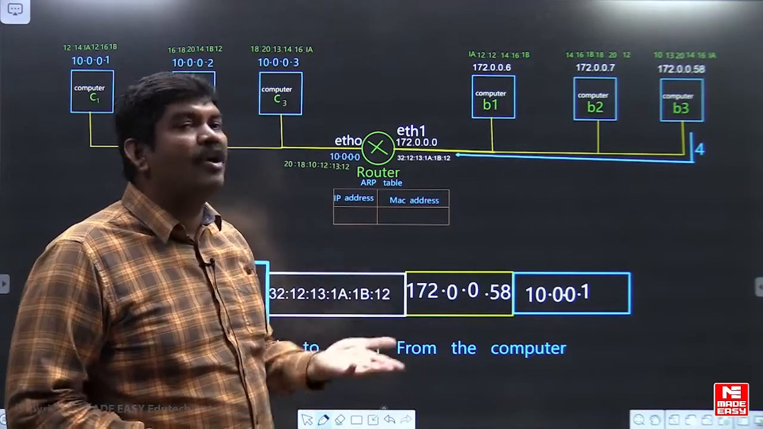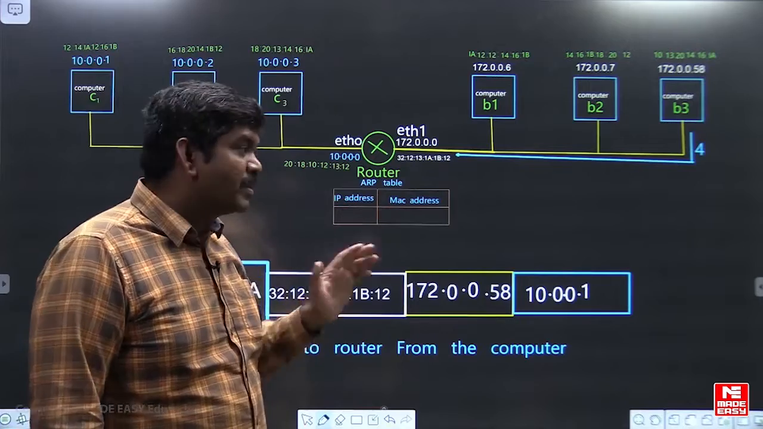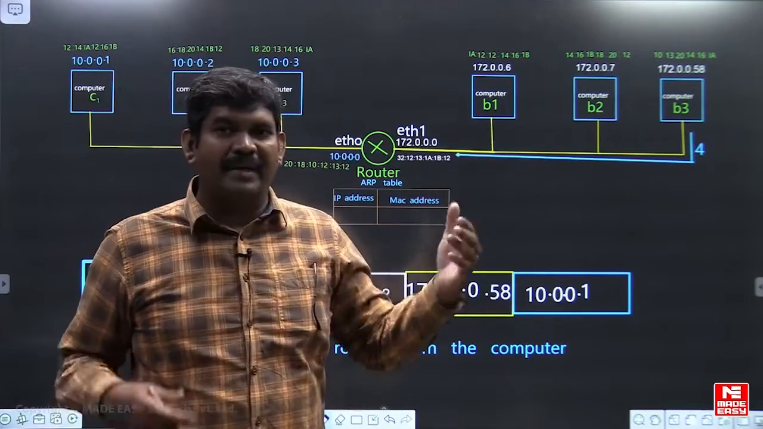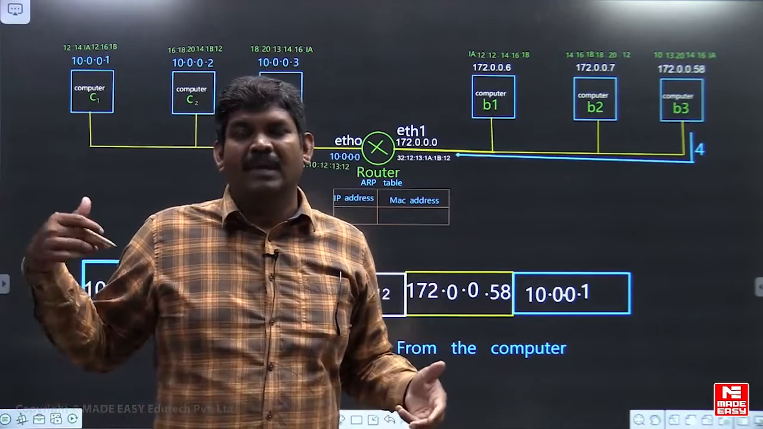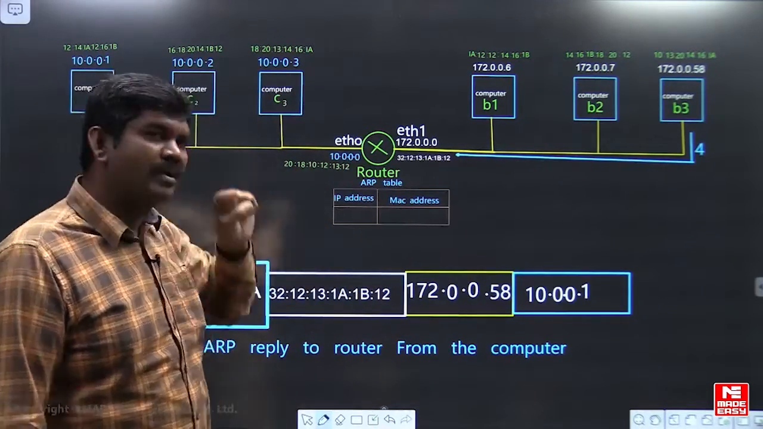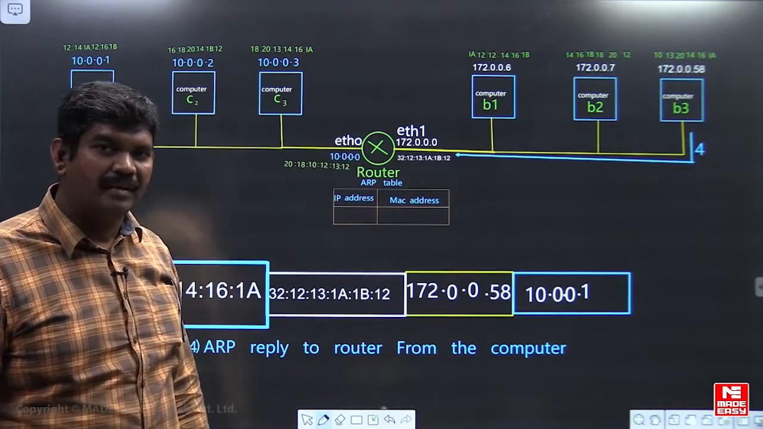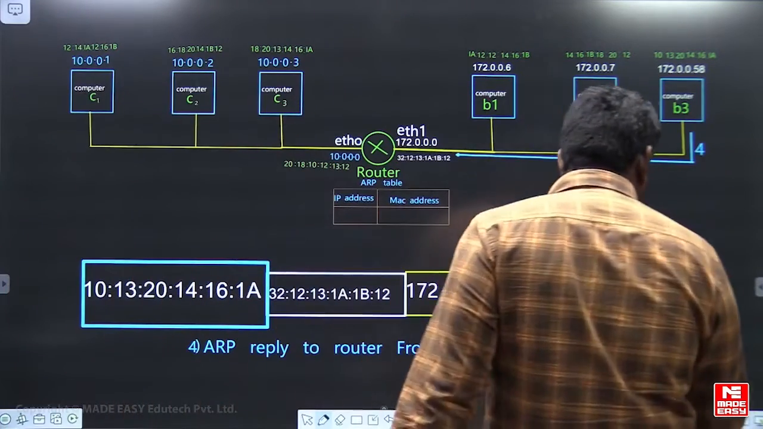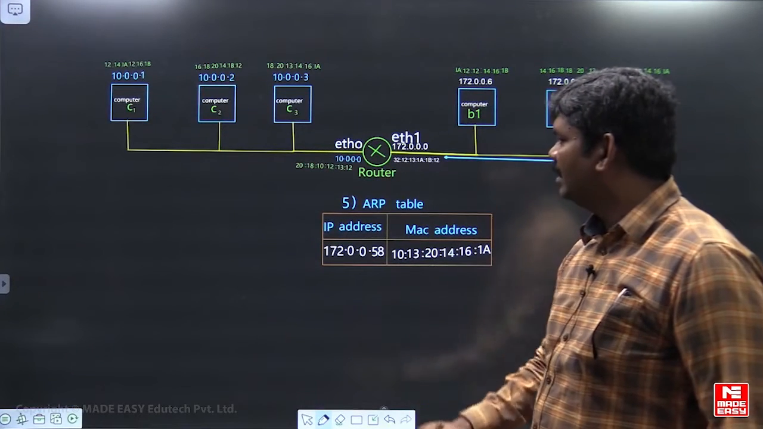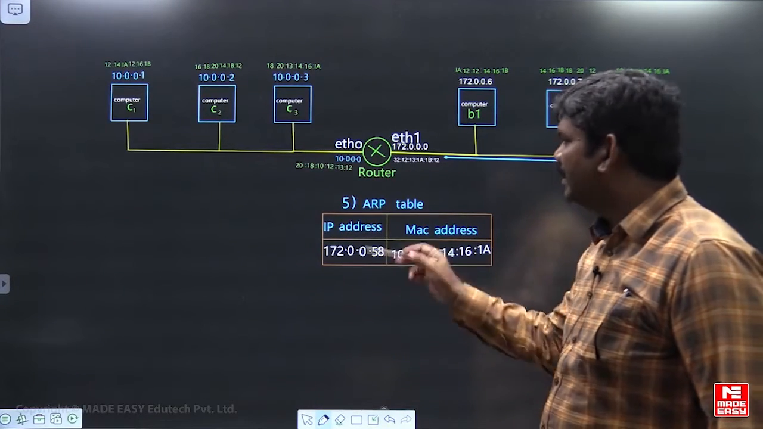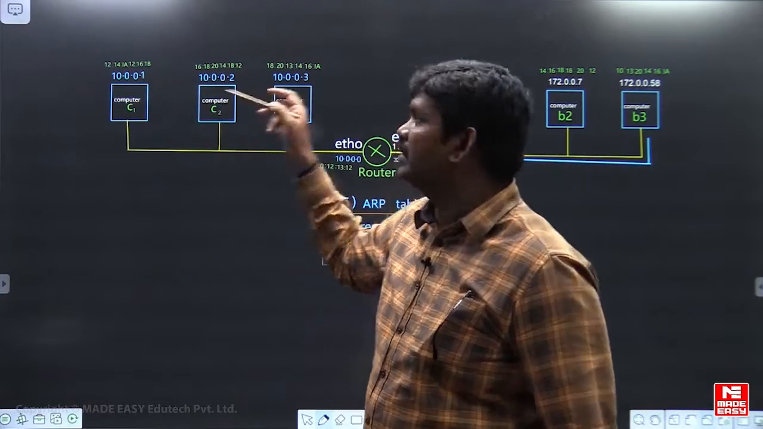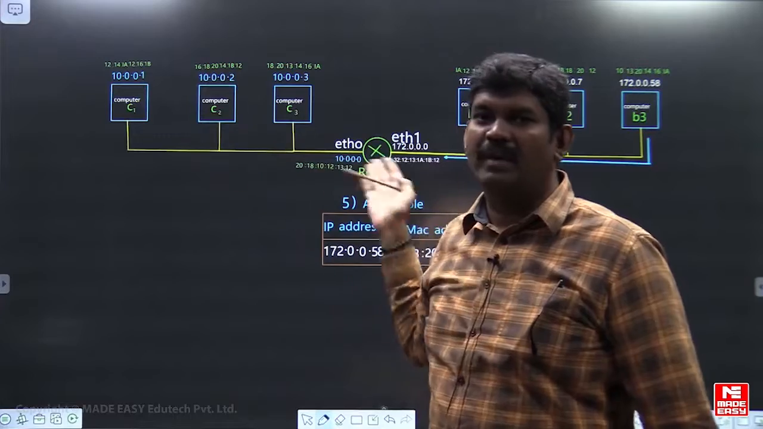Why is it going to update? From that time onwards, it will act as a cache table or a proxy, you can say. What is the meaning? You don't need to follow the entire procedure. Next time when you are looking for the MAC address of the destination, all these computers will get that information at this router only. That is the fifth step. The ARP table is updated. After updating, it will send it to the computer. Now the computer knows the MAC address of the destination, then it is going to forward the data.